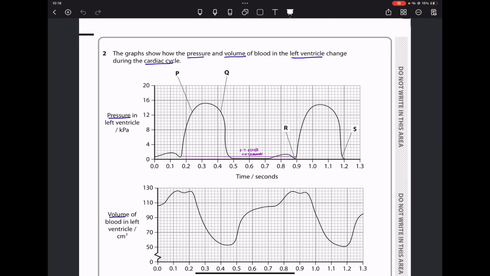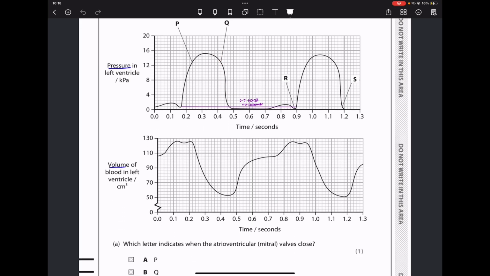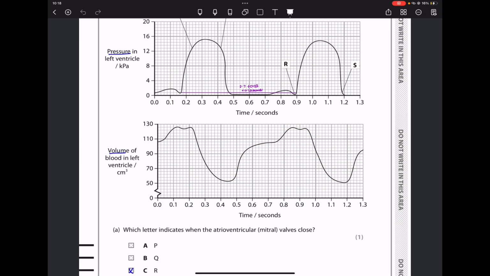In question 2, the graphs show how the pressure and volume of blood in the left ventricle change during the cardiac cycle. So the first graph shows us the pressure in the left ventricle, and on the horizontal axis we have time in seconds. So we see the increase and decrease in blood pressure as time passes. And for volume, there is a decrease, followed by an increase, and then another decrease as time passes.